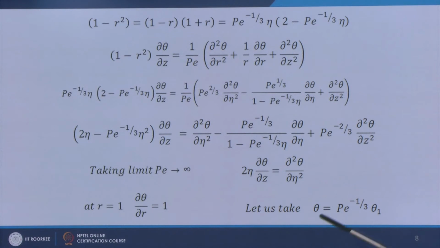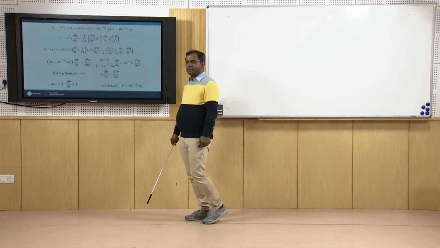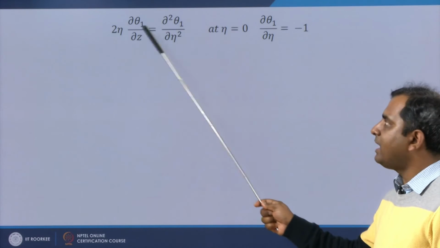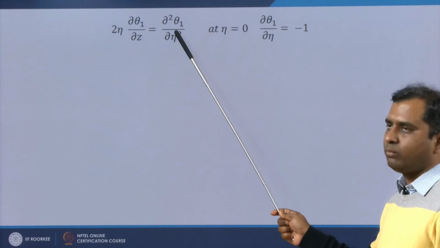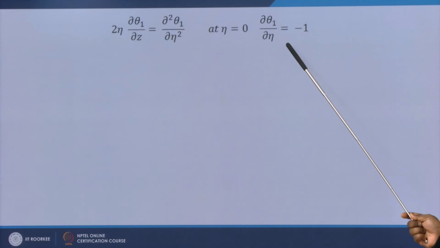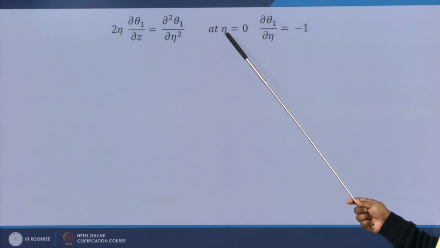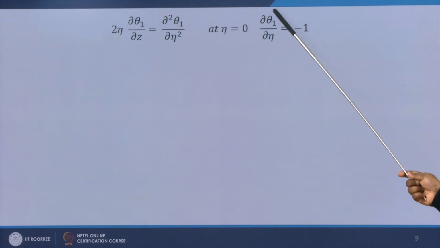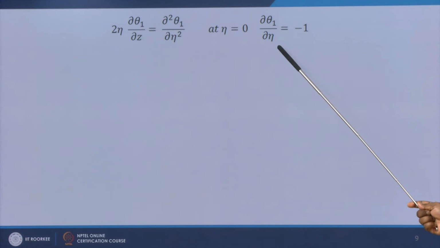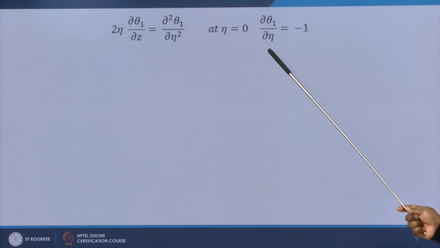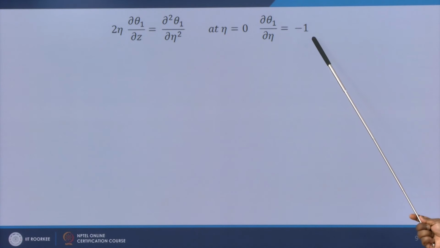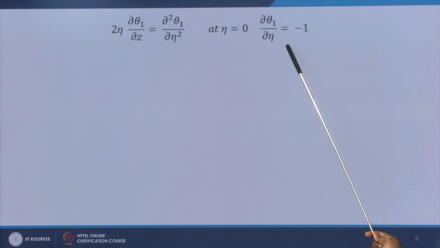So, let me show you, after putting theta equals to Peclet number to the power minus 1/3 into theta 1, what form of boundary condition we get. So, this is the equation. Now, you see theta has been converted to theta 1 and Peclet number to the power minus 1/3 has been cancelled from both sides. But the boundary condition is very surprisingly changing, at eta equals to 0, which is nothing but r equals to 1, to a very simplified form: del theta 1 by del eta equals to minus 1. Earlier it was Peclet number to the power 1/3 into del theta by del eta equals to minus 1. So, we get this simplified equation and boundary condition.